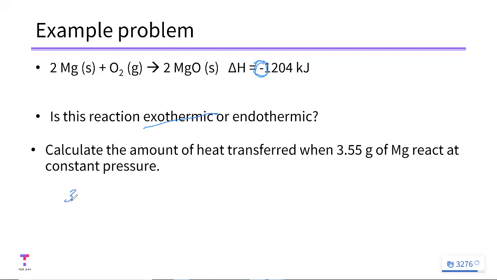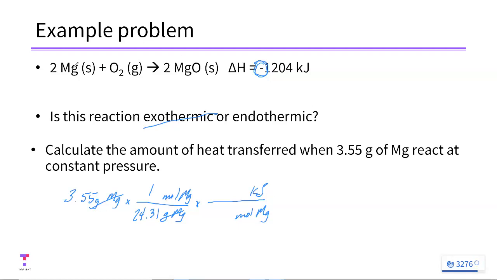So if I know that there are 3.55 grams of magnesium, my first step would be to convert the grams of magnesium into moles. And for that, I would just need the molar mass. 1 mole of magnesium is 24.31 grams. My grams cancel, I'm left with moles. And then the second step would be to convert the moles of magnesium into kilojoules.